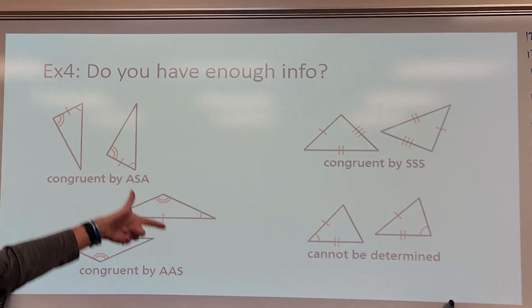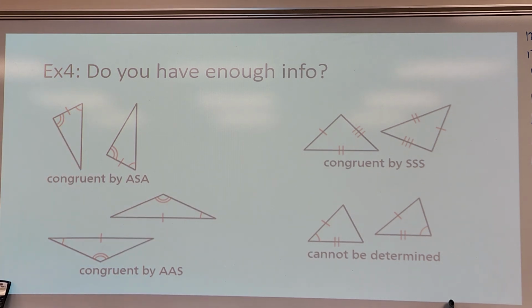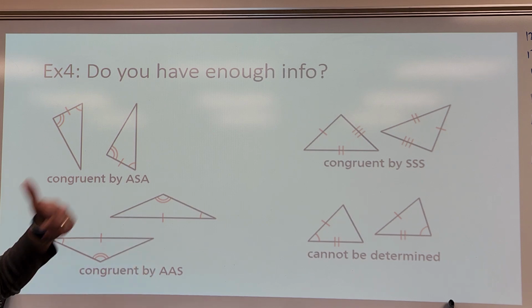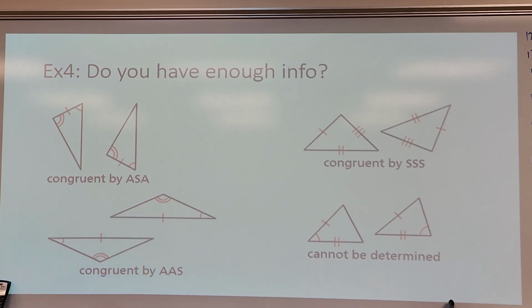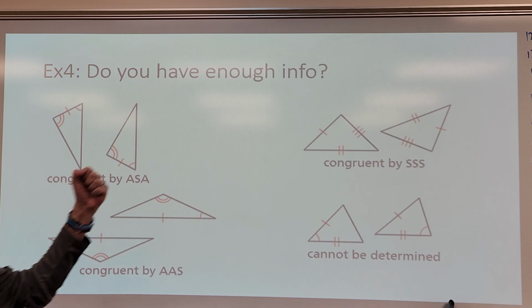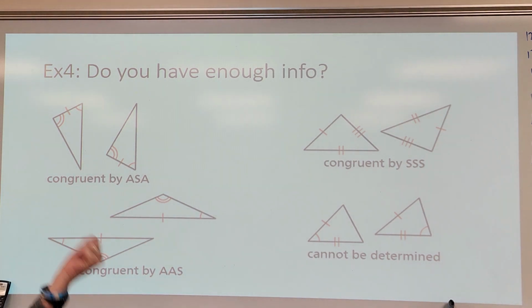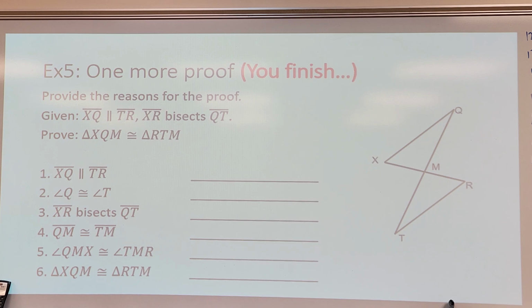So seeing these examples will let you know, hey, I can see that I've got angle, side, angle. Hey, I can see that I've got side, side, side. Or maybe you're not given enough information, and you need to start marking the diagram with things that you can deduce to be true to show that the triangles are congruent.